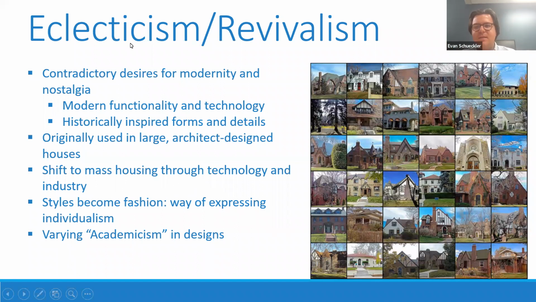So we were just talking about eclecticism and revivalism and this contrast of wanting modern housing with all of the latest technology, but wrapped in old world stylings and design. In this era, you also see the shift towards mass housing, which is related to technology and the mass production of materials. And as you have all of these revivalist options, style becomes fashion, where people are choosing the look of their house as a way of expressing themselves and their individualism.